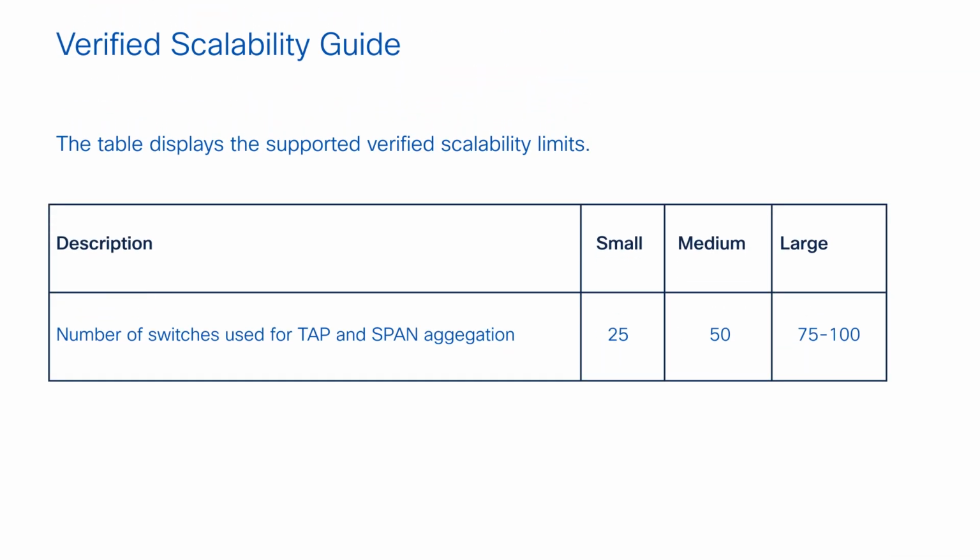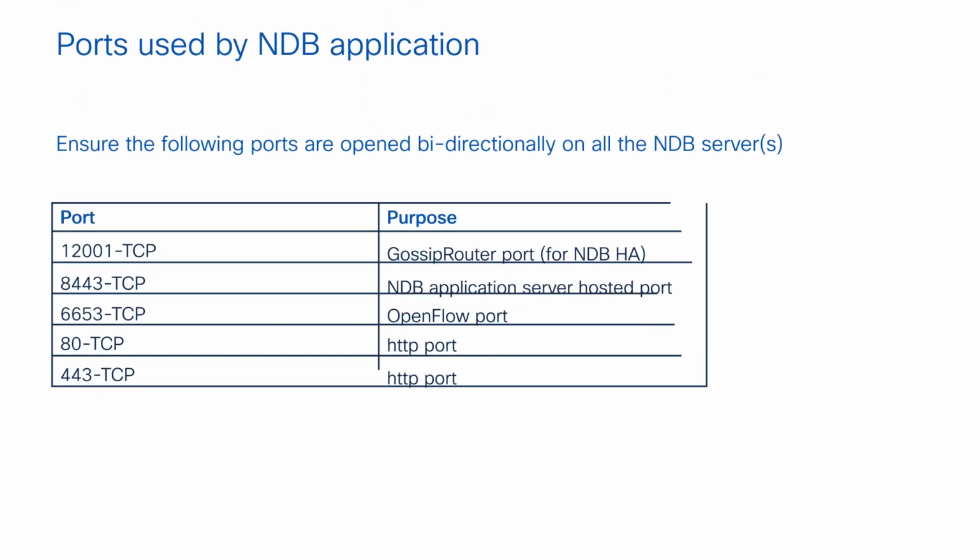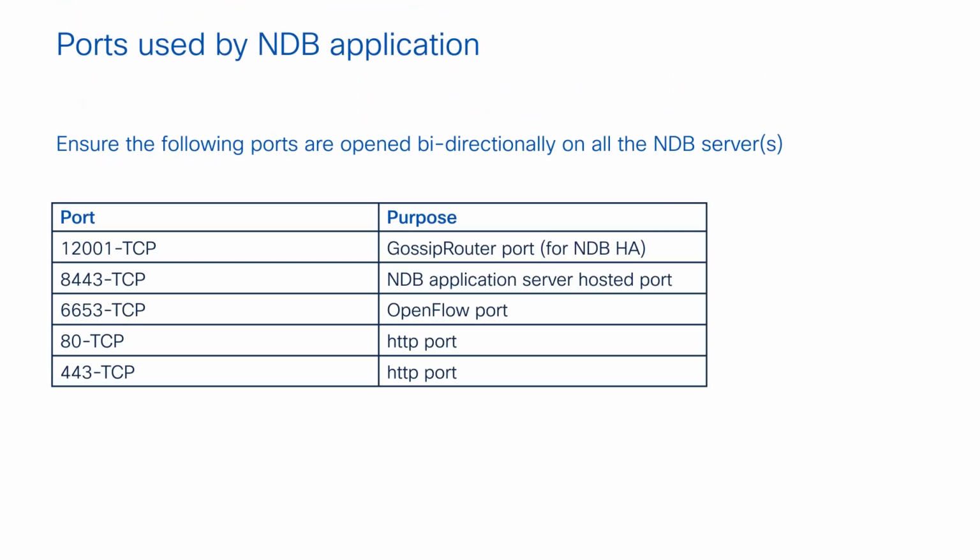And here is a verified scalability guide. When it comes to the small scale of deployment of the controller, you can manage up to 25 switches. When it comes to the medium, it's up to 50 switches. For the large scale that we verified, with the large scale VM requirements, we can run anywhere between 75 to 100 switches.